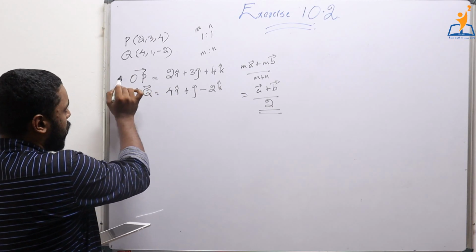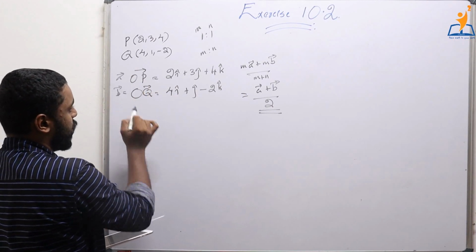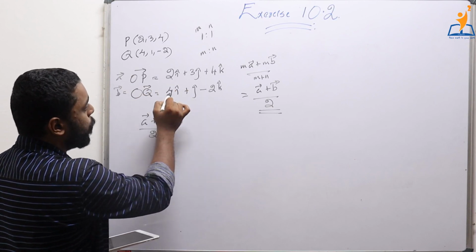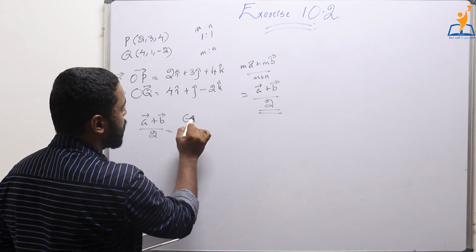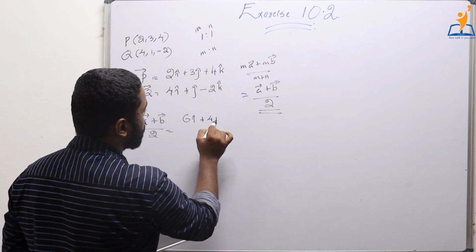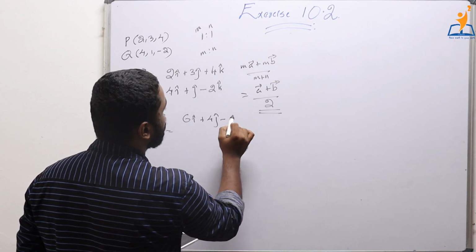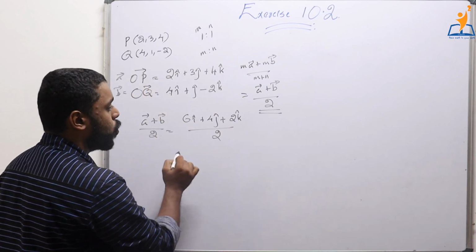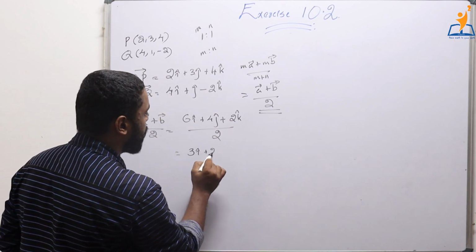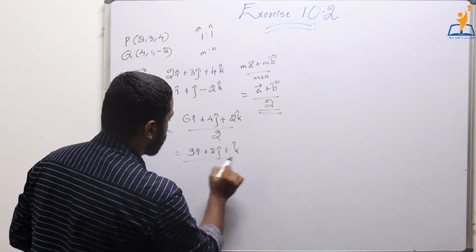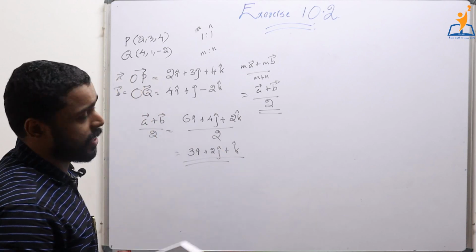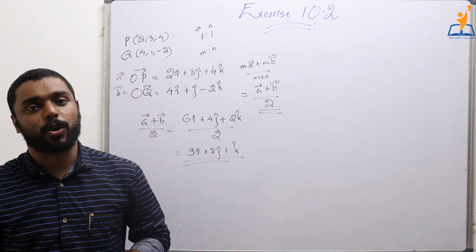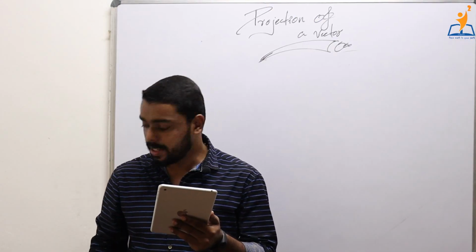So here our a is this vector and b is this vector. So vector a plus vector b divided by 2 is nothing but (2i + 4i is 6i, 3 + 1 equal to 4j cap, 4 − 2 is nothing but 2k cap) whole divided by 2. Here we can cancel 2. It will become 3i cap + 2j cap + k cap. So this will be the position vector of the point which divides the line segment joining P and Q into two equal parts.